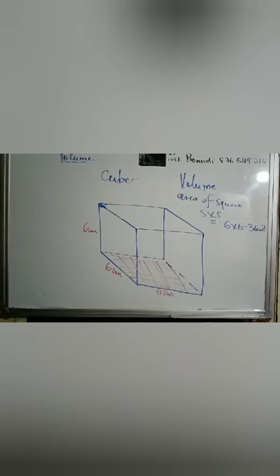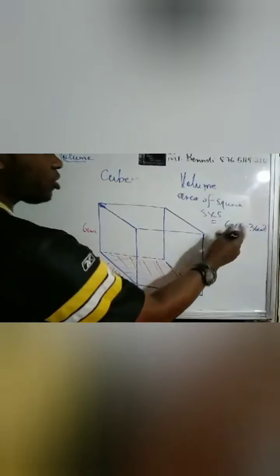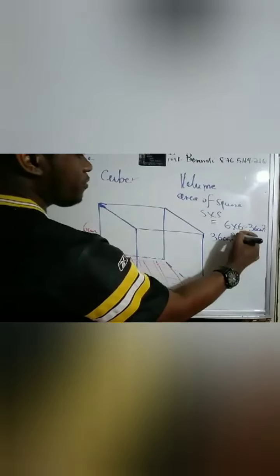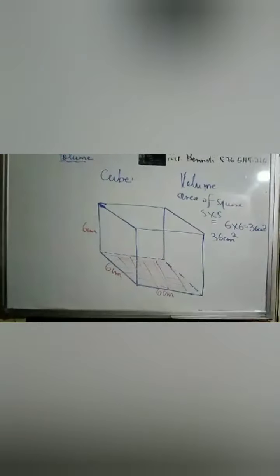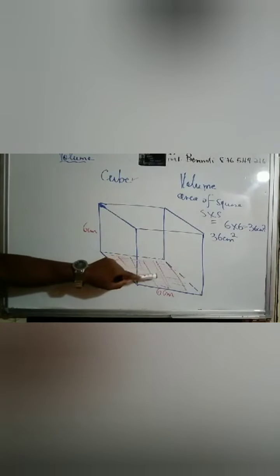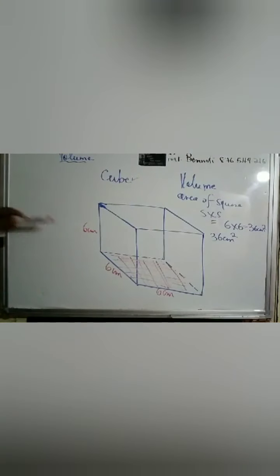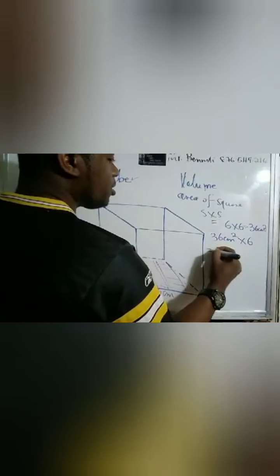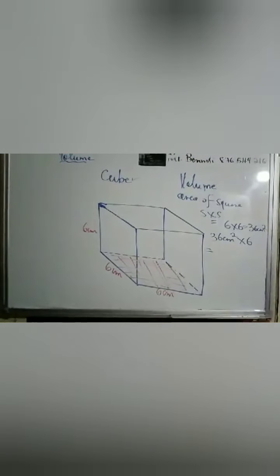Very good. We multiply 36 by 6. So we find the area of the base, which is 36 centimeters squared. However, we have to multiply it by the height, because for all three-dimensional shapes, it's the area of the base times the height. So we multiply this by 6. Very good, Shanti. Somebody multiply that and tell me now. 36 times 6.